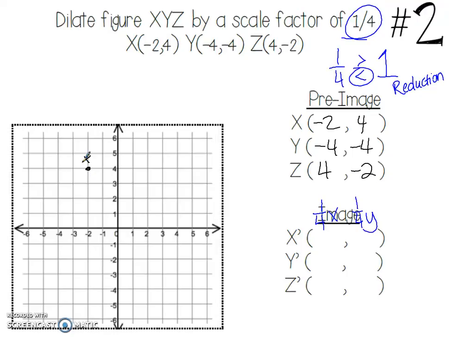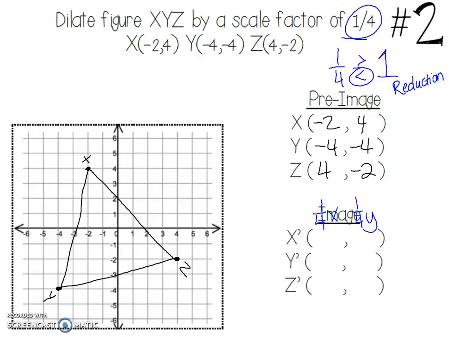X. Start at the origin, left 4, down 4. That is my y. Start at the origin, right 4, down 2. That is my z. And I connect my points. Woo, I went the wrong direction. Are we good with our pre-image? Yes? Okay, now let's use a calculator.